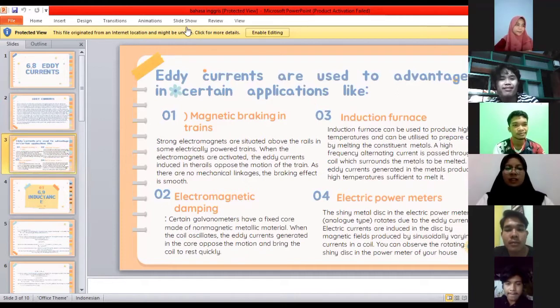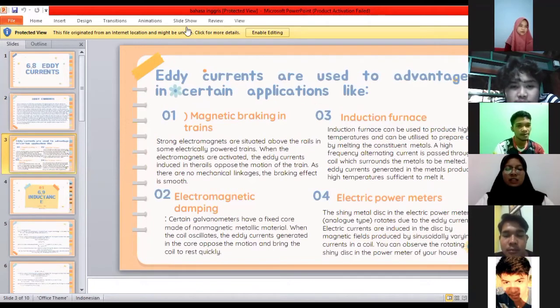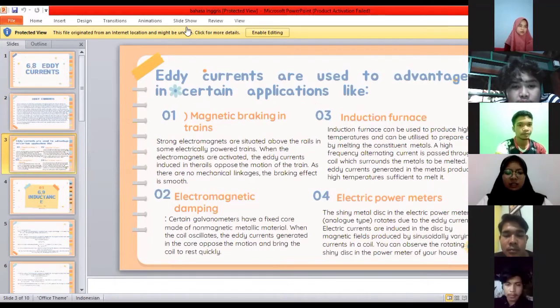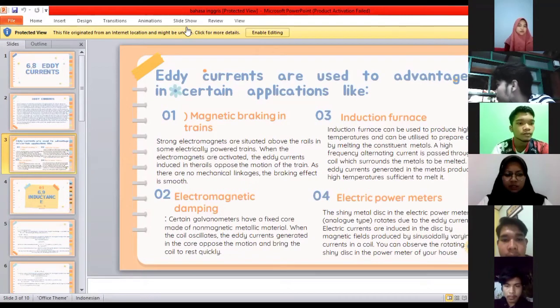Eddy currents are used to advantage in certain applications like: 1. Magnetic braking in trains. Strong electromagnets are situated above the rails in some electrically powered trains. When the electromagnets are activated, the eddy currents induced in the rails oppose the motion of the train. As there are no mechanical linkages, the braking effect is smooth.